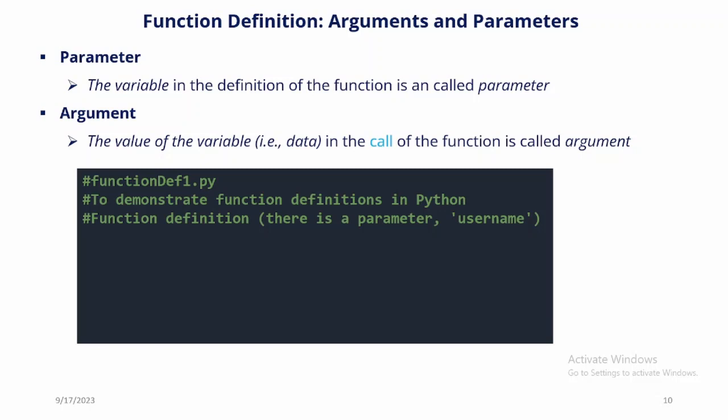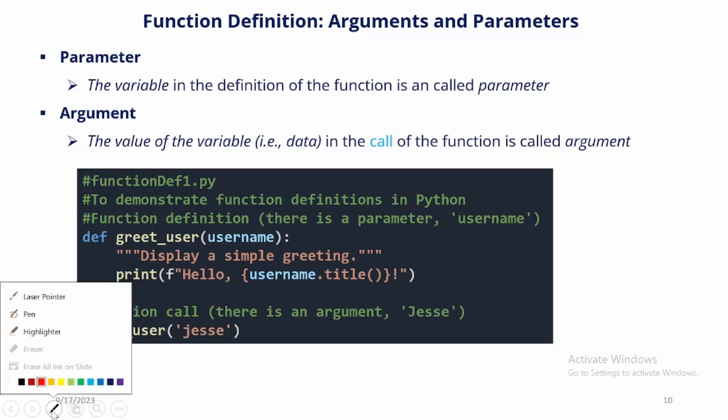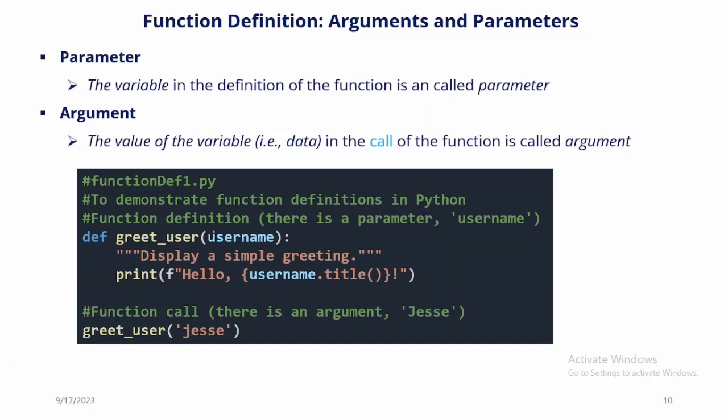We want to demonstrate function definitions in Python by using parameters. So we say greet user. We are creating the same function again, but this time we put username inside. So we say display a simple greeting. Print hello username.title. Then we say greet user Jesse. Take note of this. Because there was a parameter here, there should be an argument here also. Otherwise the function call is going to give you an error.